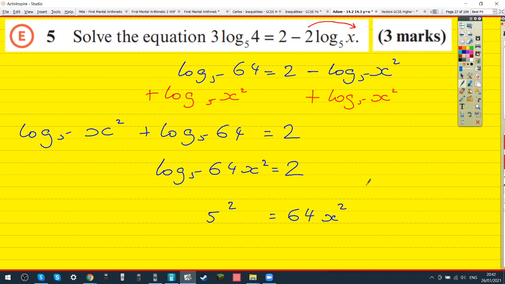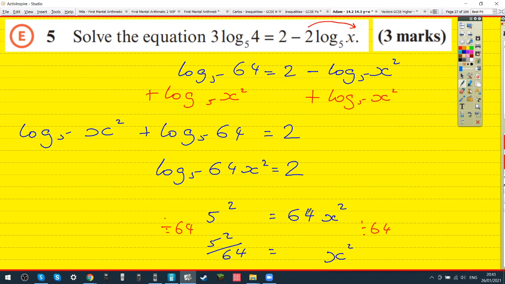Why do you always do that first? Do the easy thing first. Divide by 64, you're trying to get x by itself. Which would give you 5 squared over 64 equals x squared. And then you can square root both sides. So it'd just be 5 over 8 equals x.